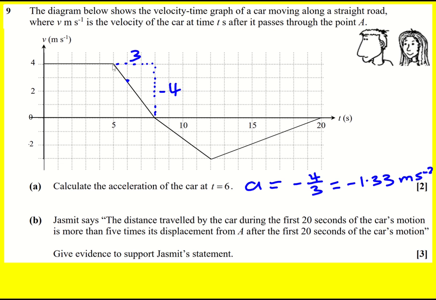You could do this question by taking the 2 points and doing y2 minus y1 over x2 minus x1, but because we've got the graph, I just think it's easier to do it like this.